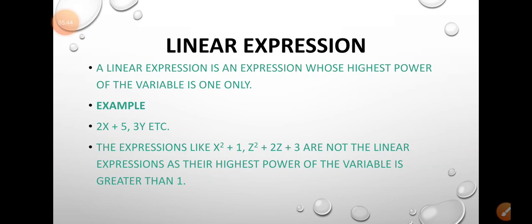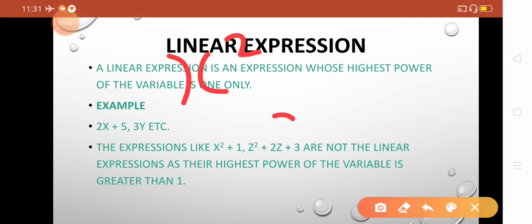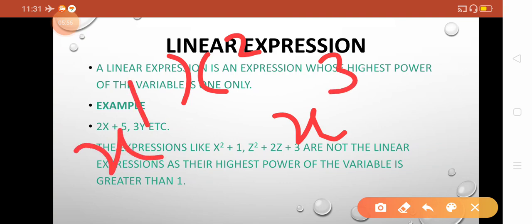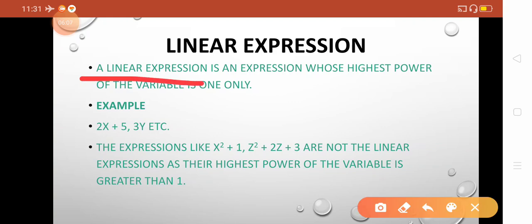Next, what is a linear expression? We have studied powers in our last class. If it is written x square, x cube, x raised to power 1, or simply x, here the power of x is 2, here the power of x is 3, here the power of x is 1. A linear expression is an expression whose highest power of the variable is only 1. That means if you have a variable, the highest power must be equal to 1 in that expression. Then the expression is known as a linear expression.